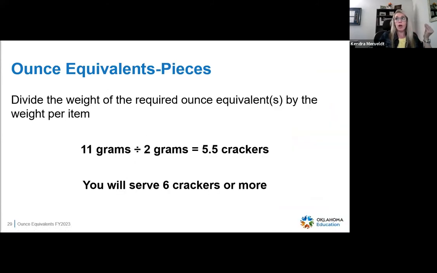So how do you know how much to serve? Well, if you need 11 grams and you divide that by 2, you need 5.5 crackers. So you'll round up and serve them 6 crackers to meet the equivalent that you need for that meal service.